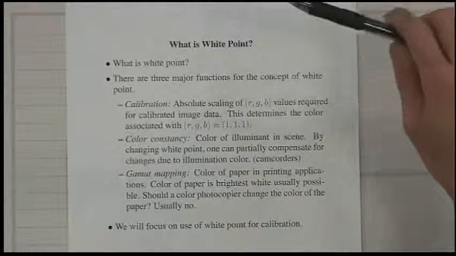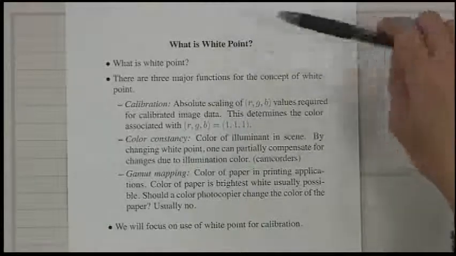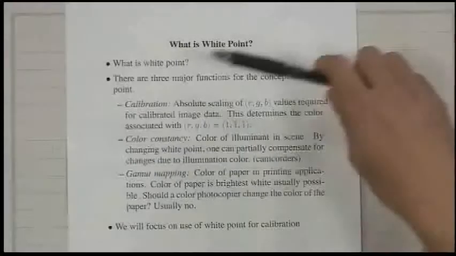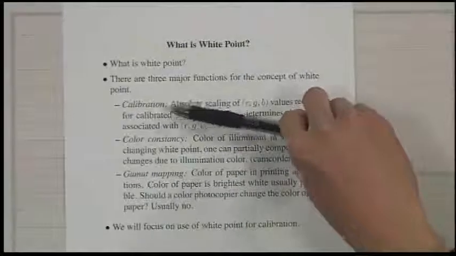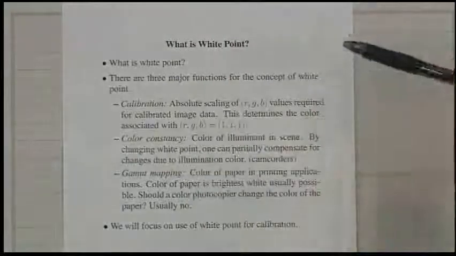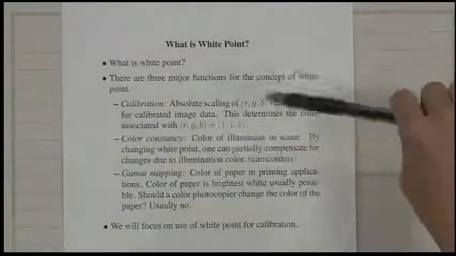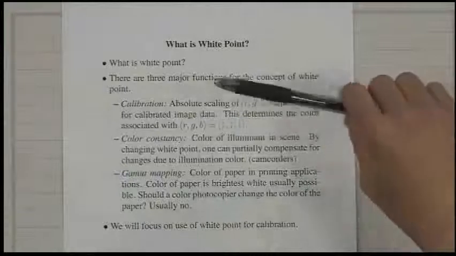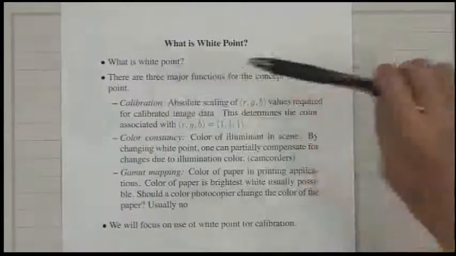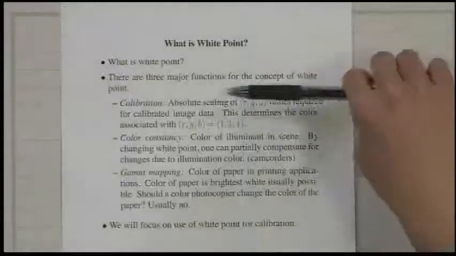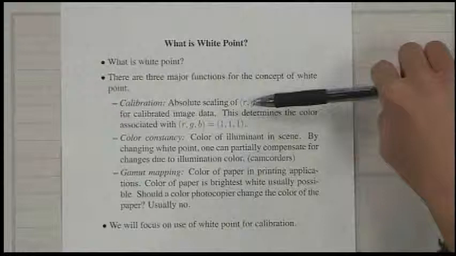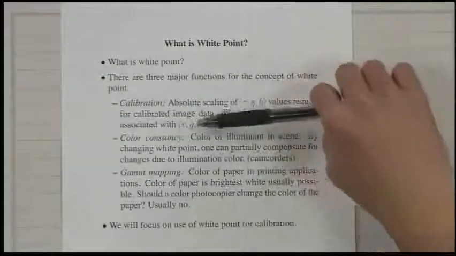He mentioned the three primary functions of the white point: calibration, color consistency, and gamut mapping. But as far as this course is concerned, he said that we will be primarily focused on calibration, and this means the absolute scaling of RGB values required for calibrated image data. This determines the color associated with RGB.